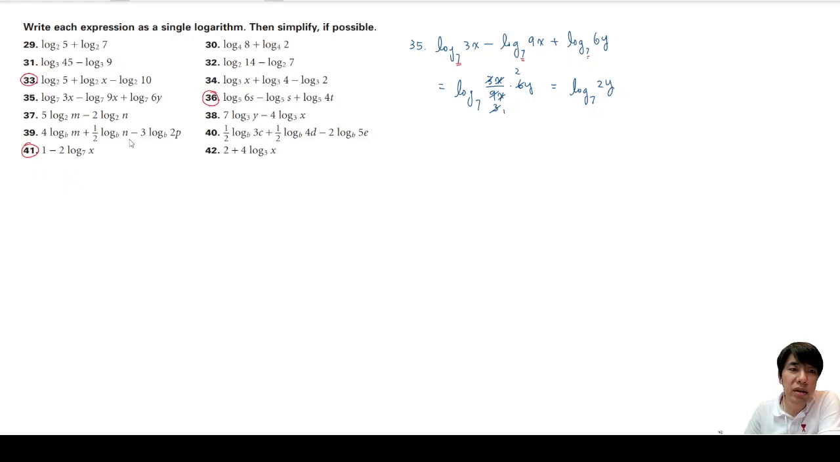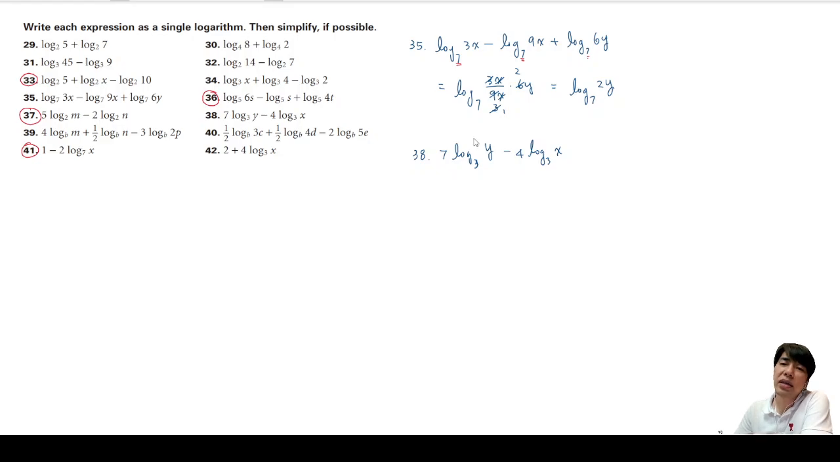Let me look at, we did 37 too in the class. So I'm going to do 38. That's 7 log base 3 of y minus 4 log base 3 of x.